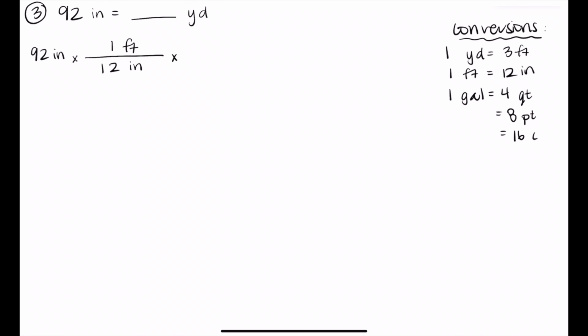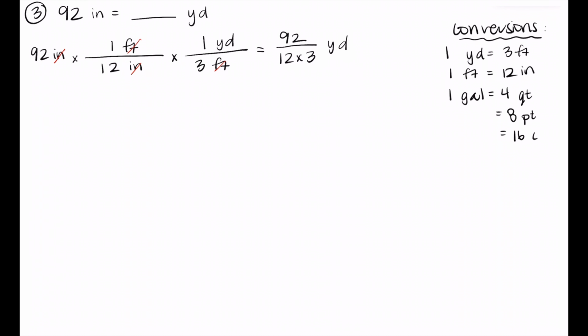But we're not going to get to our end goal yet because we want to end up with yards. But we know that there are 3 feet in every 1 yard. So now we'll add this conversion in as well. And when we do this, we'll see that, okay, our inches units are going to cancel out. Our feet are going to cancel out as well. And we're left with yards, and that is exactly what we want. So now looking back, we have 92 in our numerator, and then we have 12 times 3 in our denominator. So we can rewrite that and then go through and simplify and solve.